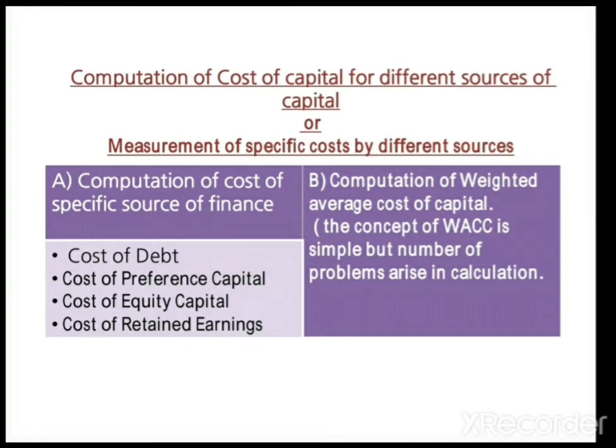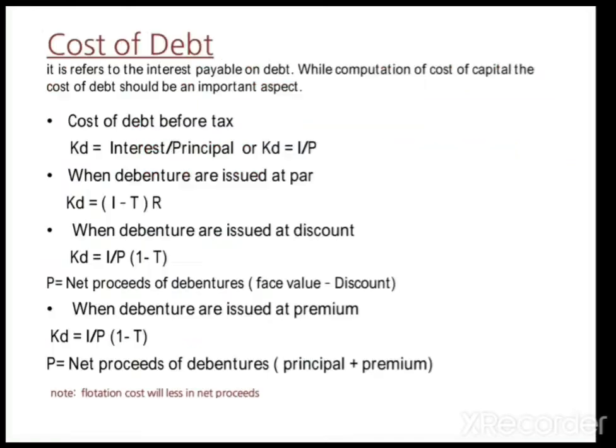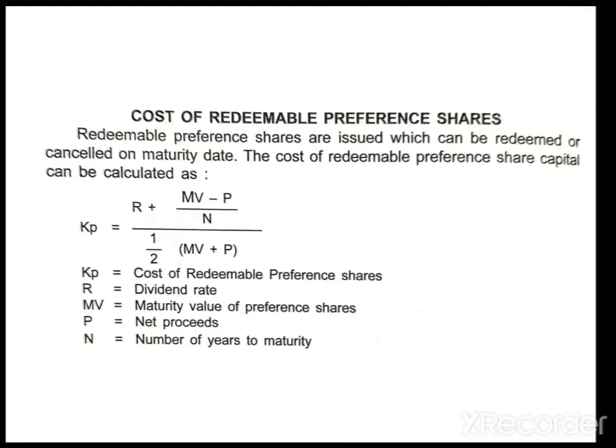Dear students, in today's class we are going to continue the concept of computation of cost of a specific source of finance. Basically, the computation of cost of capital has two types. One is computation of cost of specific source and the other one is weighted average cost of capital. In that, the first one we already started in the previous class. We already completed cost of debt and cost of preference shares. Let us start in today's class cost of equity and retained earnings.